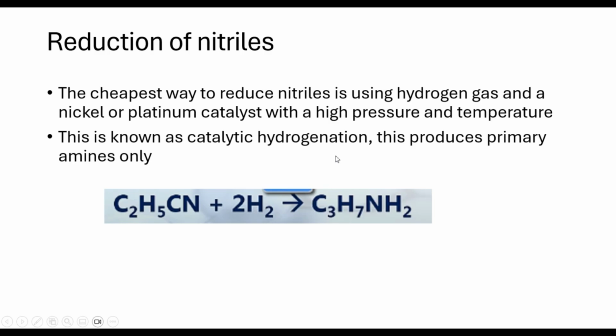So what you can do instead is reduce a nitrile to get the amine. Basically, there are two ways to reduce nitriles. The cheapest way is using hydrogen gas and a nickel or platinum catalyst with a higher pressure and temperature. This is known as catalytic hydrogenation, and this produces primary amines only. This is pretty simple. We've got a nitrile here, C triple bond N, and we just add hydrogen. That hydrogenation turns it into an amine.